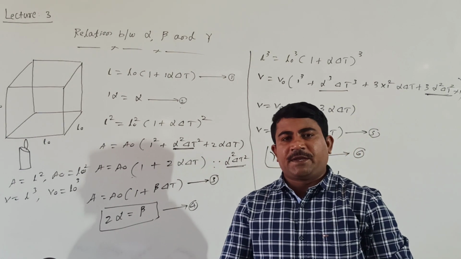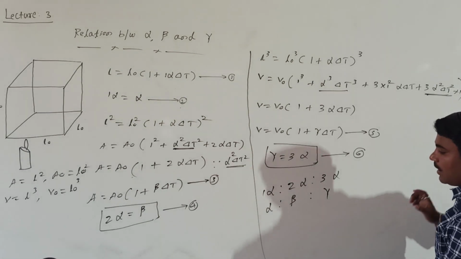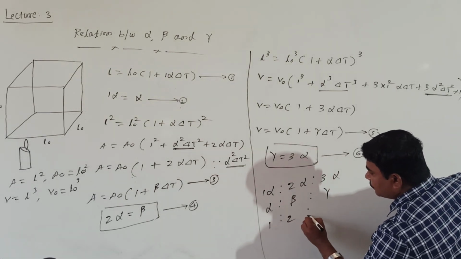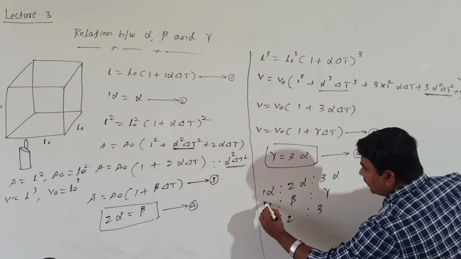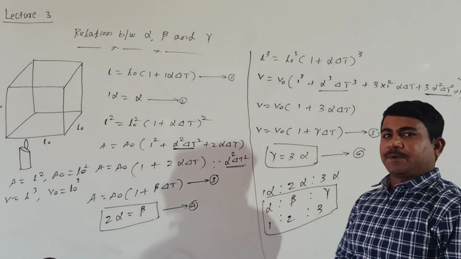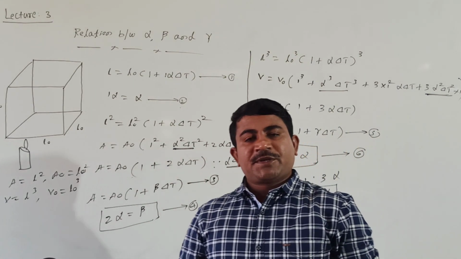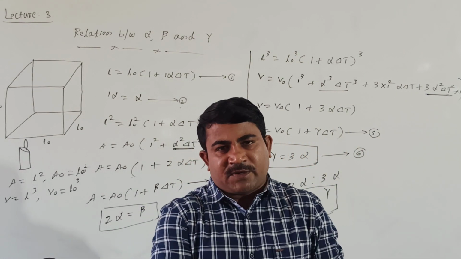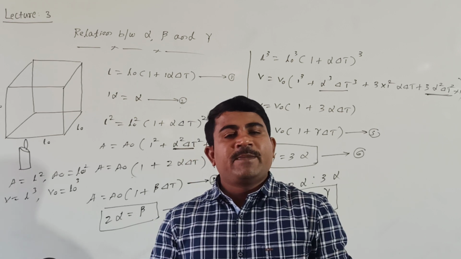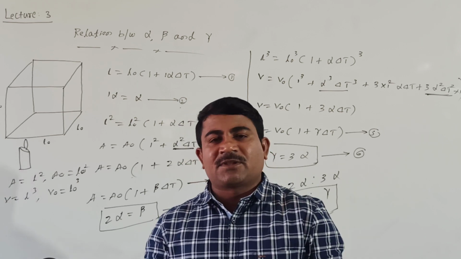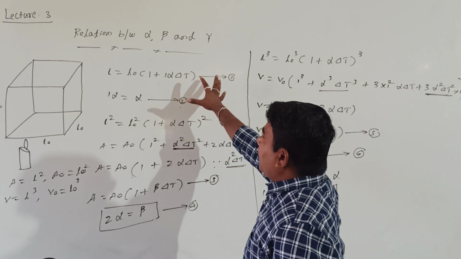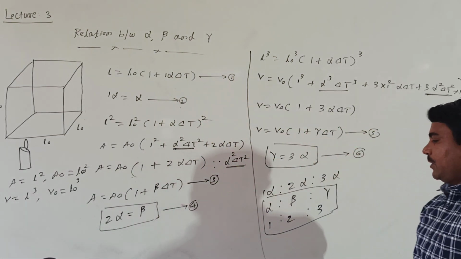Then alpha, beta and gamma, in what ratio are they lying? Alpha, beta and gamma are lying in the ratio 1:2:3. I mean, if the coefficient of linear expansion is 1, then the coefficient of areal expansion is 2 times alpha. Similarly, the coefficient of volume expansion is 3 times alpha. That is the relation between alpha, beta and gamma.